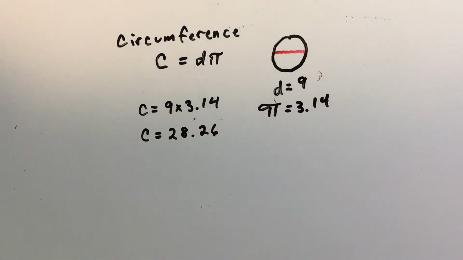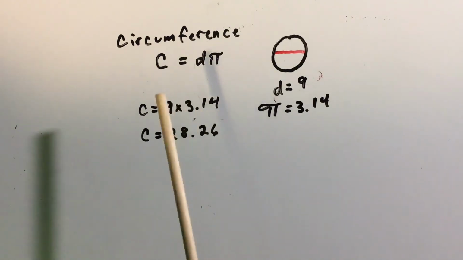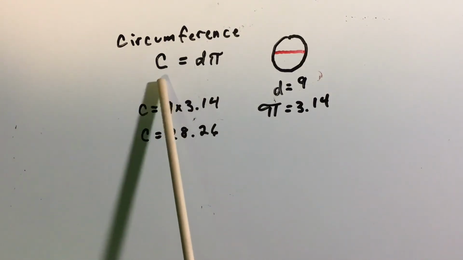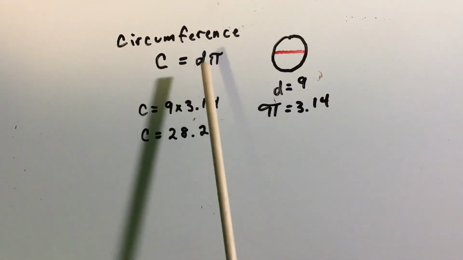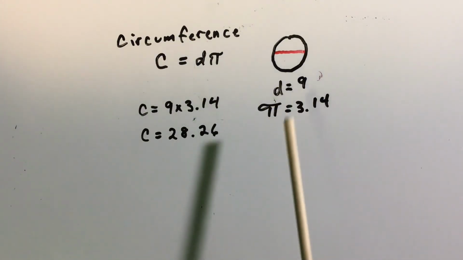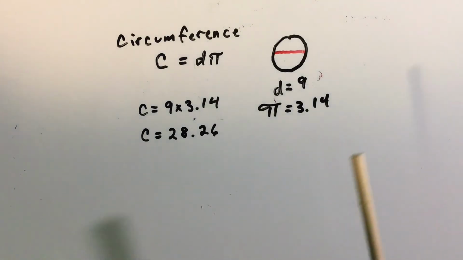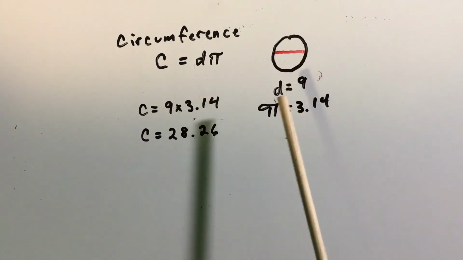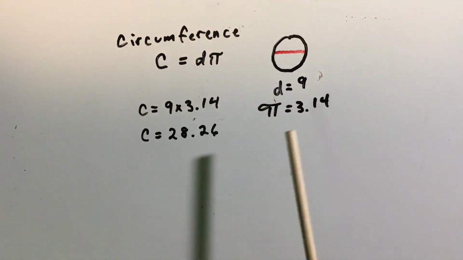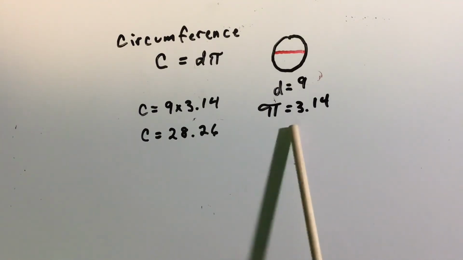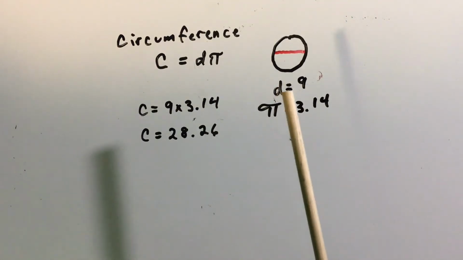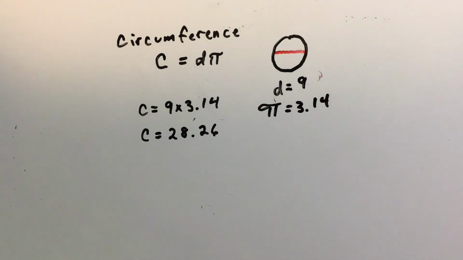All right, so let's find the circumference of a circle. And in order to find the circumference of a circle, we need to memorize this formula, which is circumference equals diameter times pi. Right, so we don't know what the circumference is, but here's some information that I do know. I know that the diameter in this circle is 9, and like I told you guys in the previous segment, that pi will always equal 3.14. So therefore, we know the two values. D is 9, pi is 3.14.